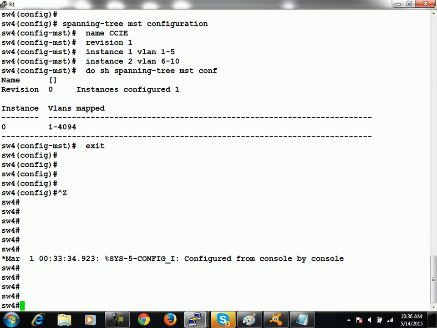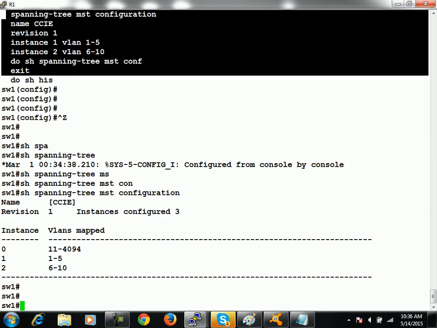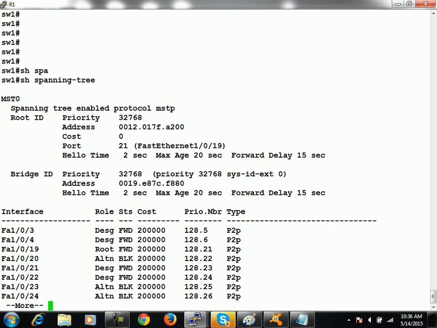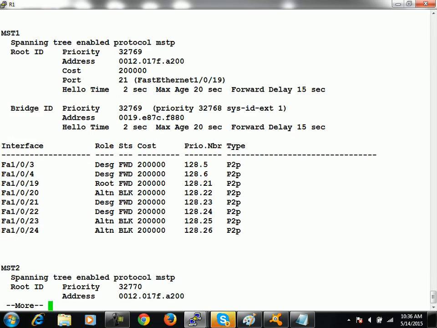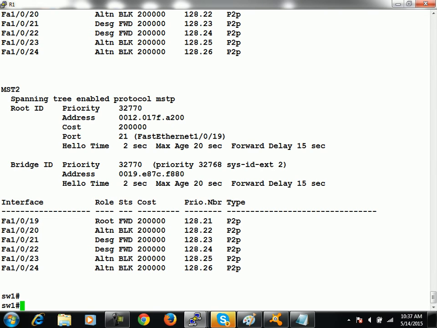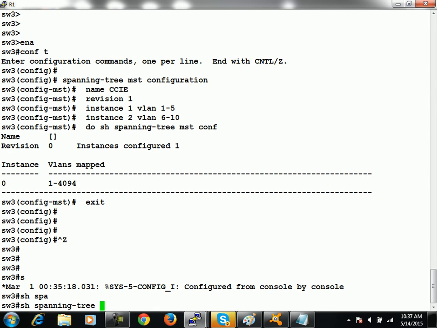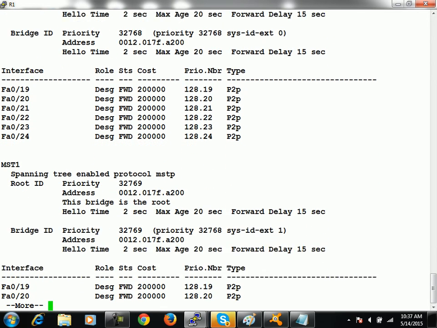Okay. So now there will be three instances of STP, right? Let me show you. Show spanning-tree mst configuration. How many instances are there now? Three. Show spanning-tree on switch 1. This is instance 0. This is instance 1. And this is instance 2. And by default, only one switch will be the root bridge for all instances. Isn't it? I think here, switch 3 has the best bridge ID among all. So now you can see in show spanning-tree, for instance 0, this bridge is the root. For instance 1, this bridge is the root.